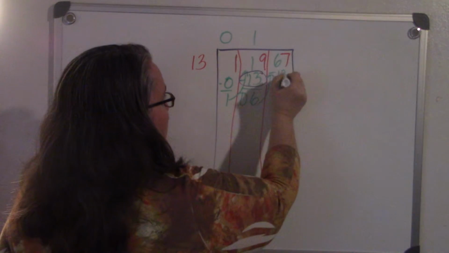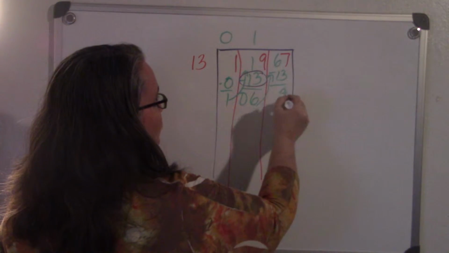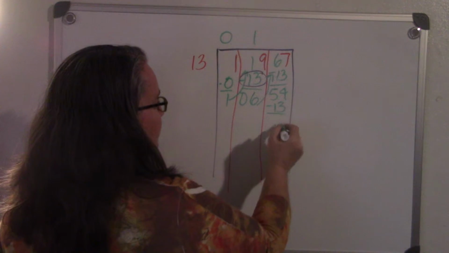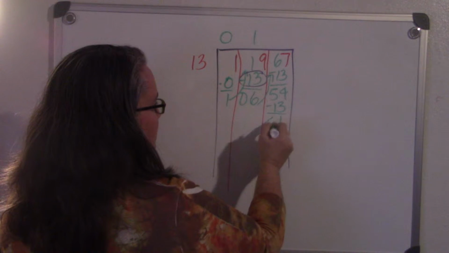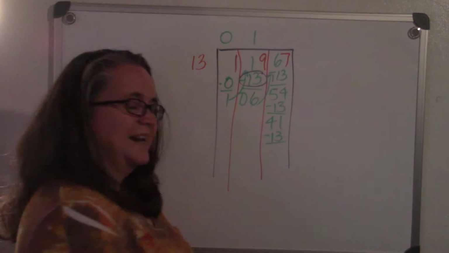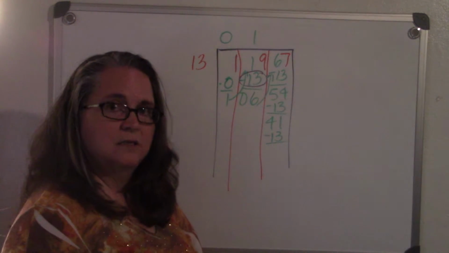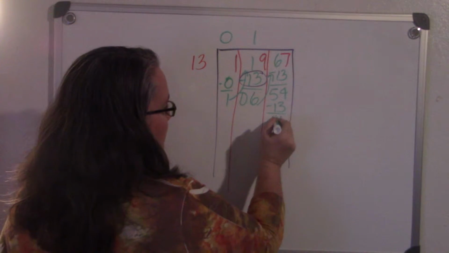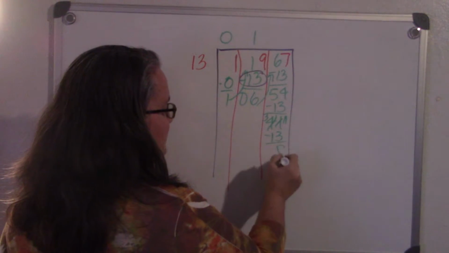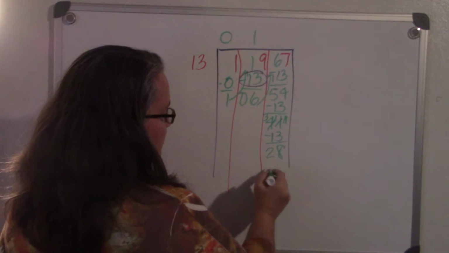So I'm going to subtract 13. 7 minus 3 is 4. 6 minus 1 is 5. Subtract 13. 4 minus 3 is 1. 5 minus 1 is 4. Subtract 13. 1 minus 3. Can I take 3 away from 1, you guys? No, so we've got to make sure we regroup. My 4 becomes a 3, my 1 becomes 11. 11 minus 3 is 8. 3 minus 1 is 2.